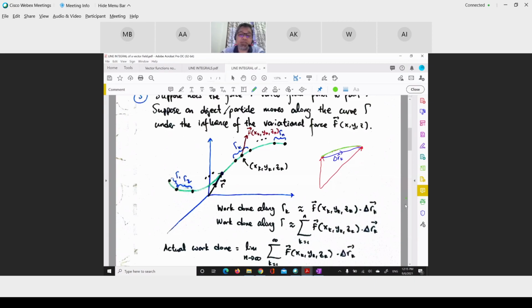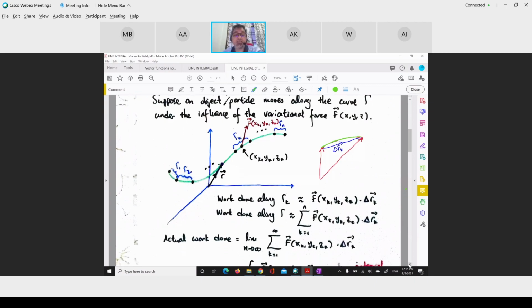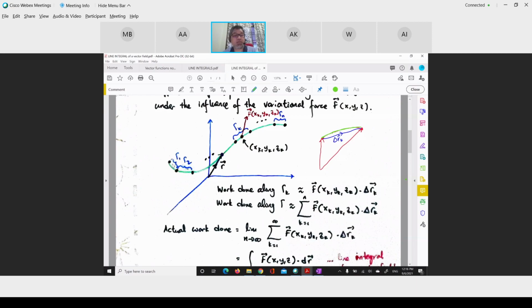Yeah, I'm zooming this part, gamma k, to this diagram on the right. And then we approximate also the work done along gamma 1, gamma 2, gamma n using the same idea. So the total work done along the entire curve gamma is approximately the sum of the work done along gamma 1, gamma 2, and up to gamma n.